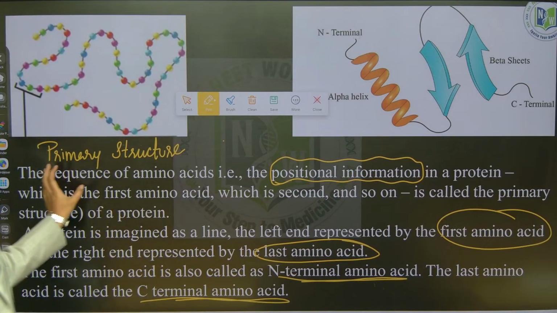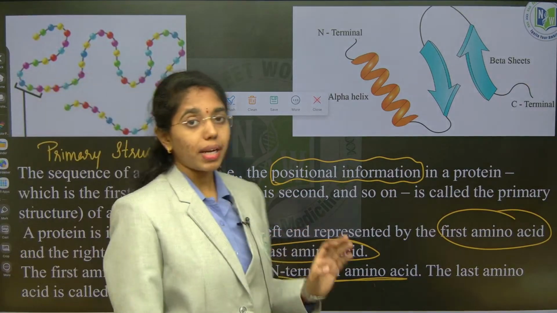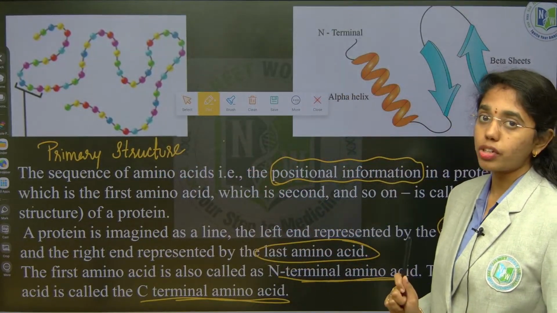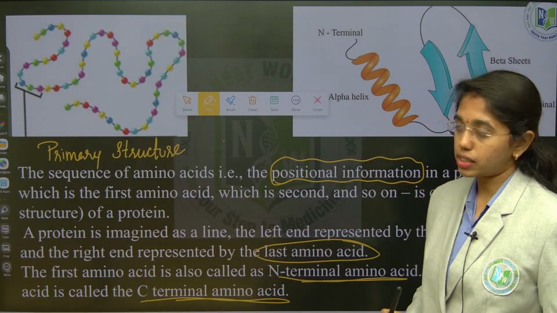I hope the primary structure is clear to you, right? Primary structure is a long chain. Fine, right? What do you know from the primary structure? Positional information. That's it. Next.